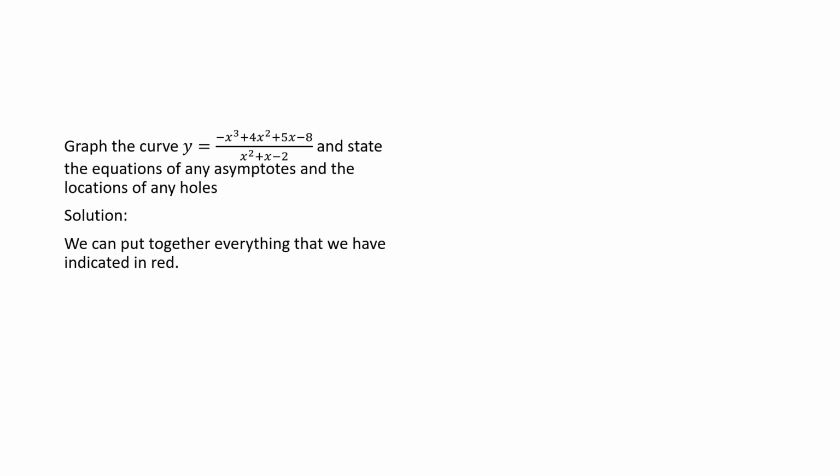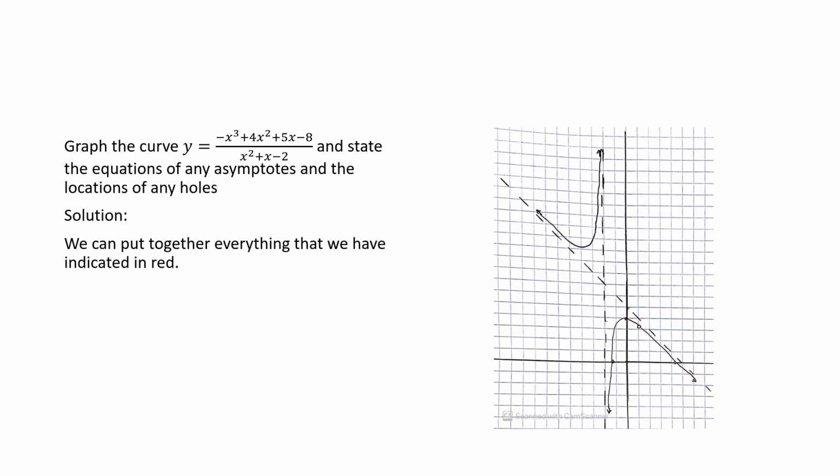So putting everything together, we remember that we knew the direction of these arrows from our vertical asymptote analysis. We knew where these arrows went from our oblique asymptote analysis. We remember that we had a couple of x-intercepts, we had one y-intercept, and we even had a little hole here, which you don't want to forget about.